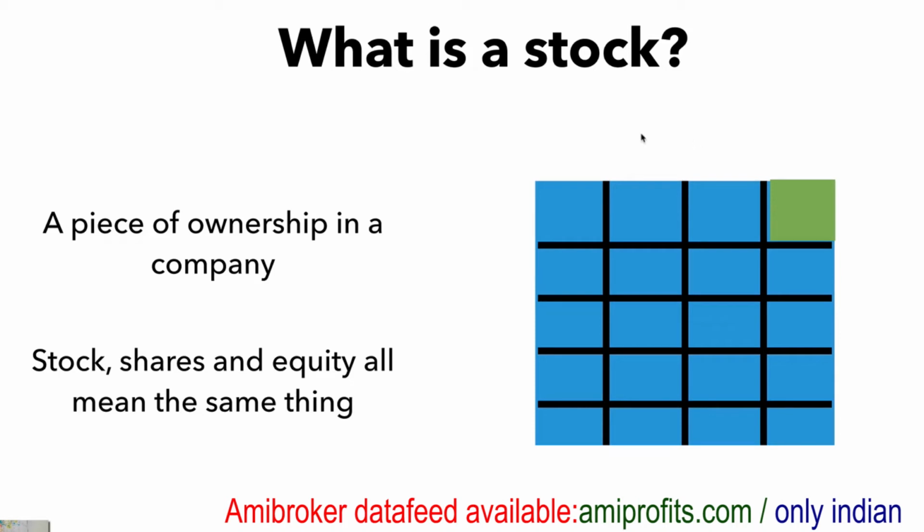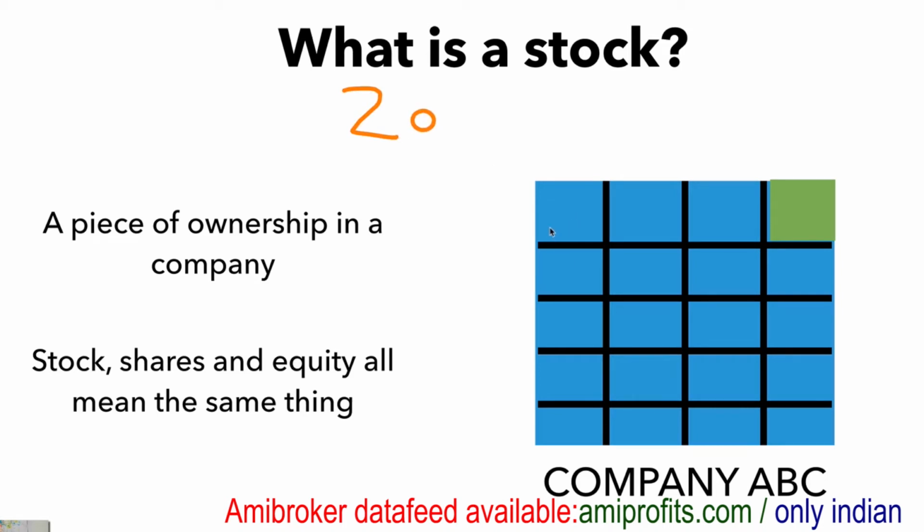So let's say this is company ABC, right? So we have company ABC right here. Let's say company ABC has 20 shares. Each one of these is a share. 1, 2, 3, 4, and then if you keep going down, we have 5. So we have 20 shares. So company ABC has 20 shares.